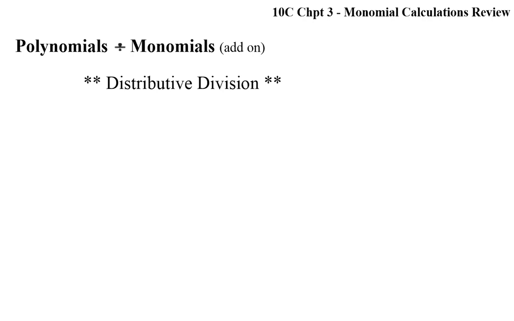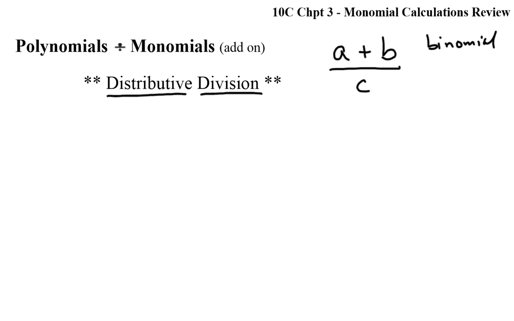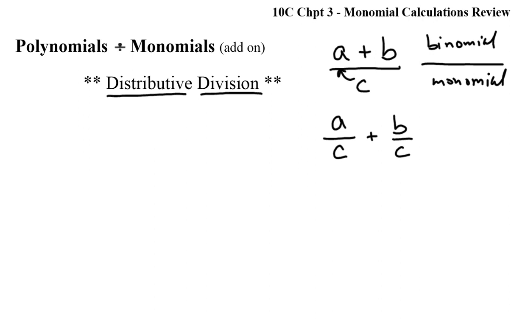Second part to this is a polynomial divided by a monomial. It's what I call distributive division, even though that's not really necessarily a term, but it's when you have multiple terms, like a binomial, being divided by a monomial c. So in this case, we have to make sure that each term divides by the monomial. That c needs to divide into the a, that c needs to divide into the b. So a divided by c would be done, and b divided by c would be done.